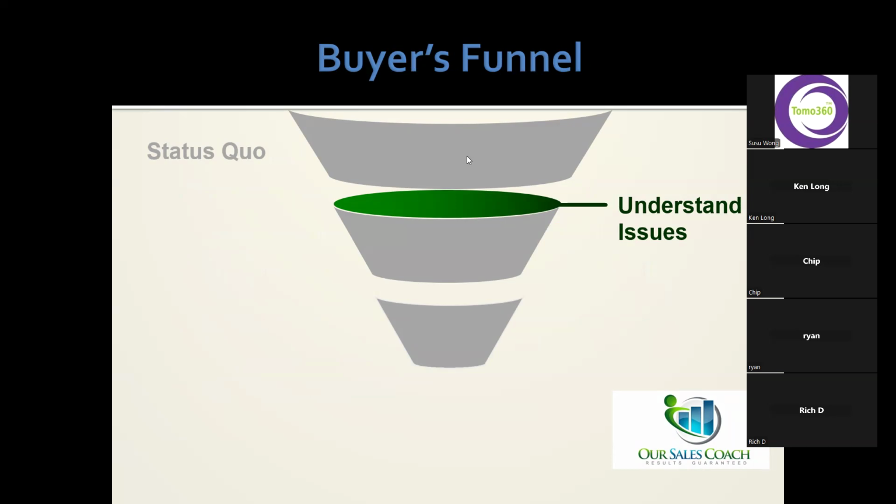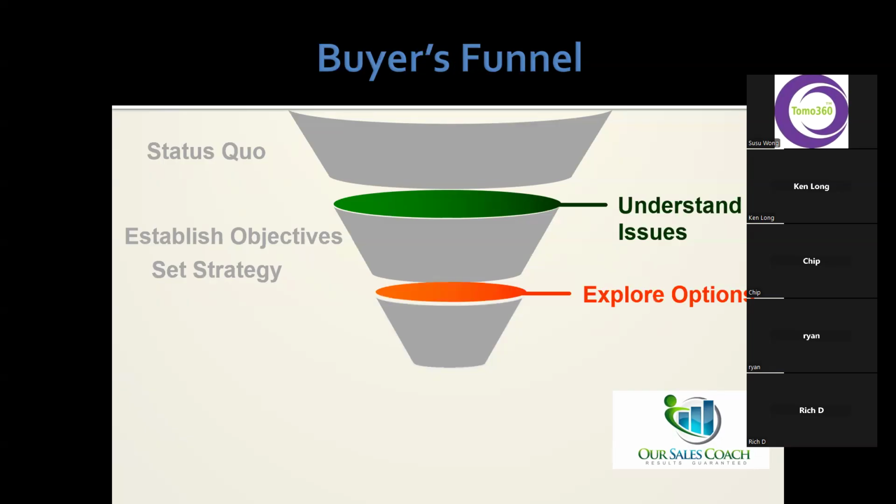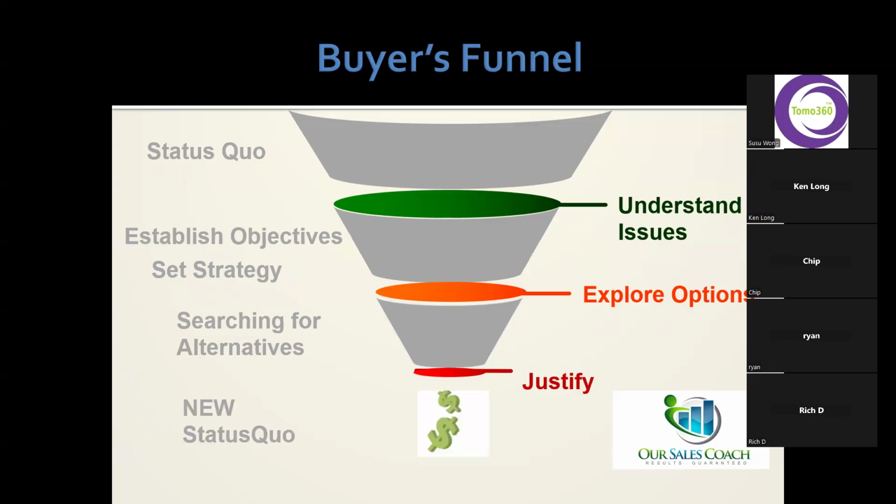close rate is 0. They have to be thinking about, geez, do we want to solve a problem? And if we did, what would be our objectives and what would be our strategy? Once they've done that, then they start to explore options and they start searching for alternatives. Then they try to justify, should we make a change? And hopefully you become the new status quo.